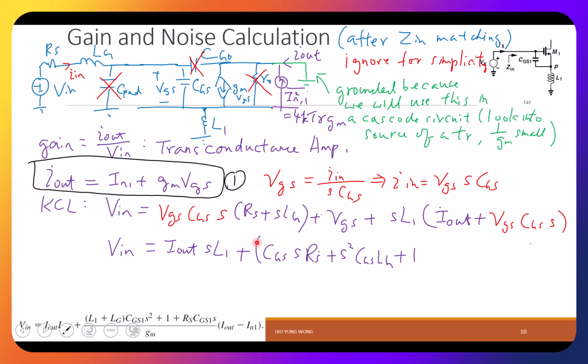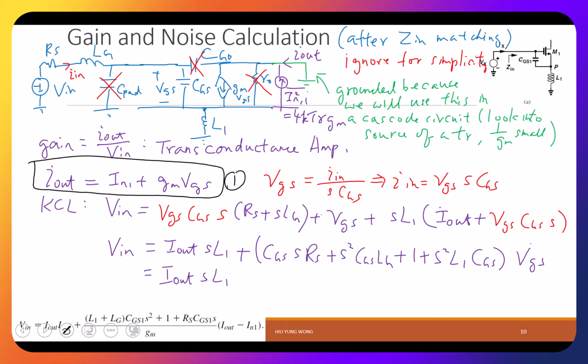And then here I already take out I_out sL_1. So here I only have s squared L_1 C_GS, and then the whole thing multiplied by V_GS. Sorry, this is a little bit confusing, right? So let me repeat what I'm doing. You agree with this equation? Then I have sL_1 times I_out. I put it here. Then for each of these terms, I take out V_GS. Right? So this term, I will get sC_GS times R_S, s squared C_GS times L_G. And then this term is 1. And then the last one, take out V_GS, I have s squared L_1 C_GS. Okay? So with this, I continue to keep this term I_out sL_1, right?